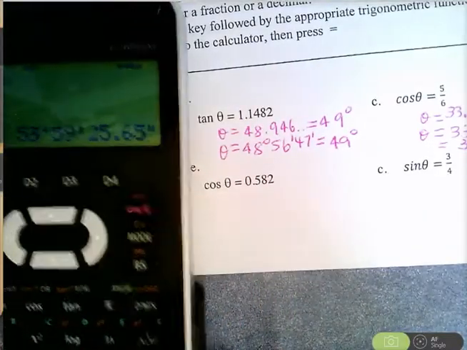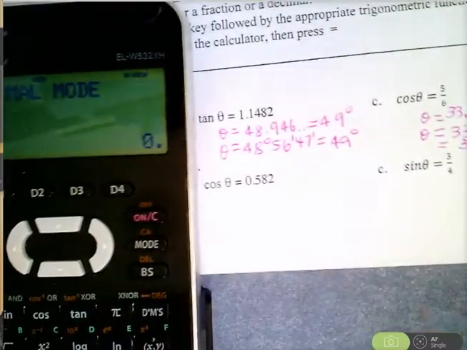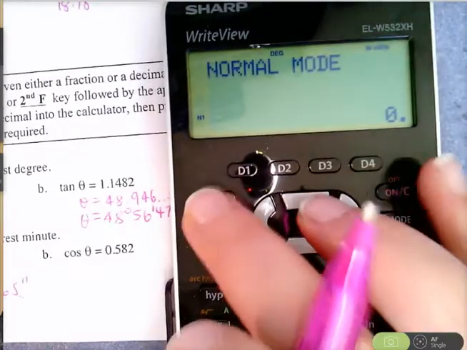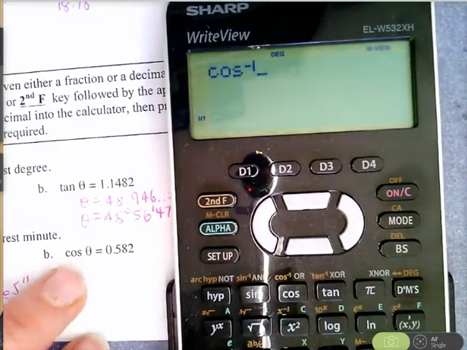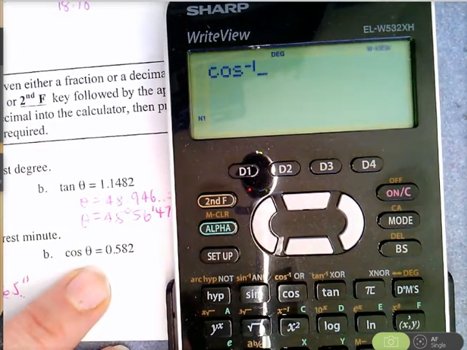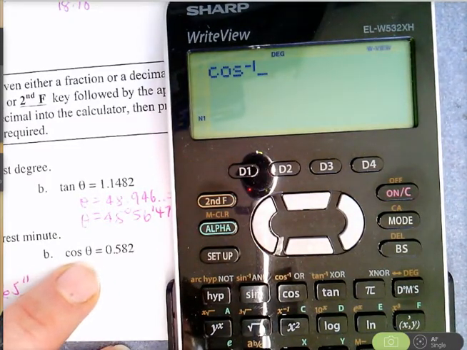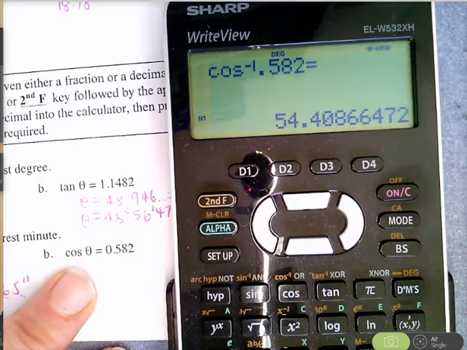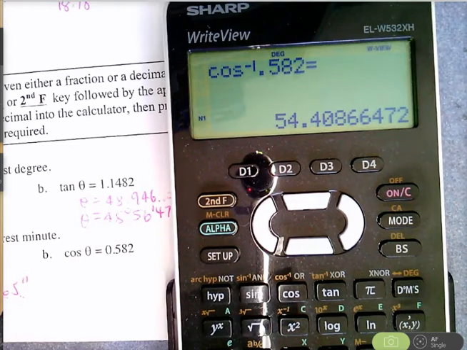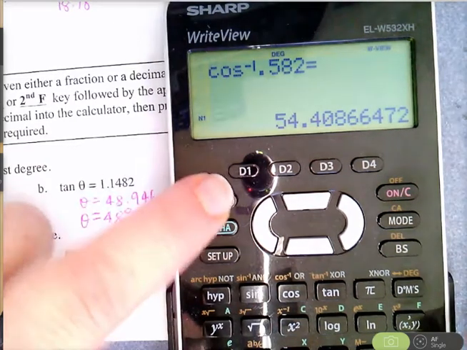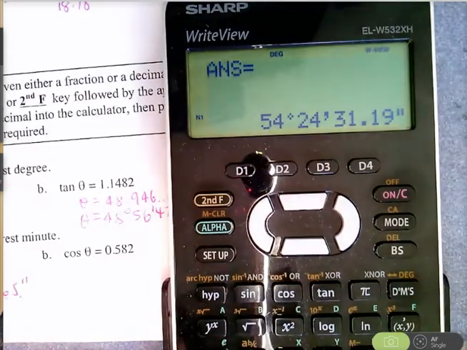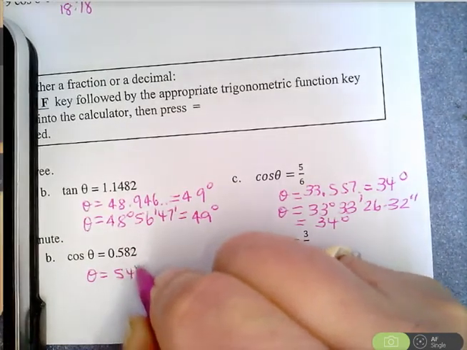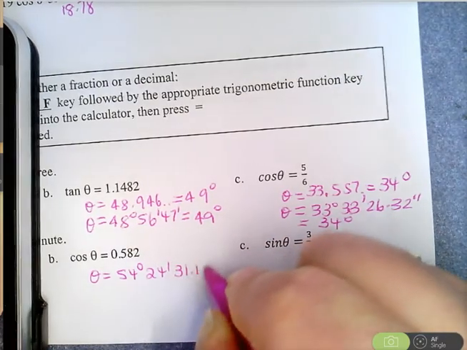Now, with the next question, cos of something is 0.582. So we go second function cos, because we're trying to find the angle. Cos of something is 0.582. So cos to the -1, or shift cos of 0.582, and press equals, and I get 54.408. Now, that needs to be in degrees, minutes, seconds. So I'm going to press second function DMS, and I'm going to write that down. So I've got that my angle is 54 degrees, 24 minutes, 31.19 seconds.